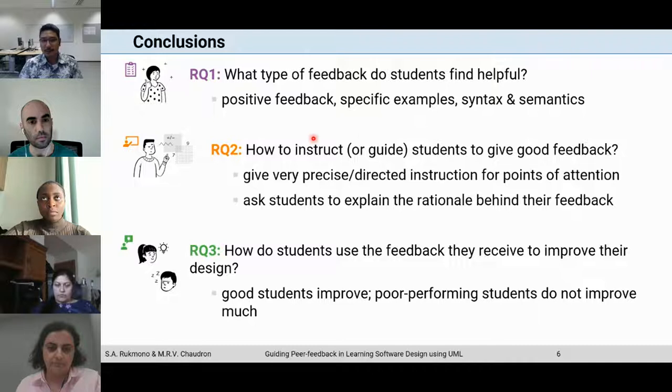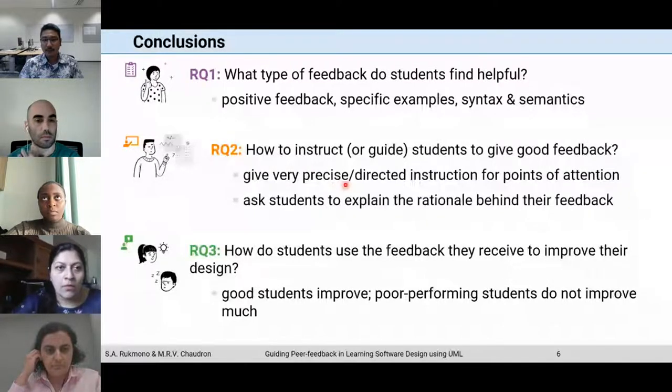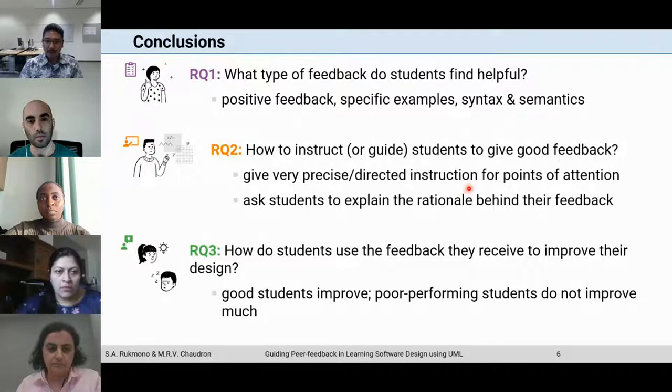For the second research question, how to instruct or guide students to give good feedback, we provide directed instruction for points of attention, so that students can have a clue of which specific characteristics they need to pay attention to and give an assessment on. And we also find that asking students to explain the rationale behind their feedback forces them to think deeper and give better quality feedback.